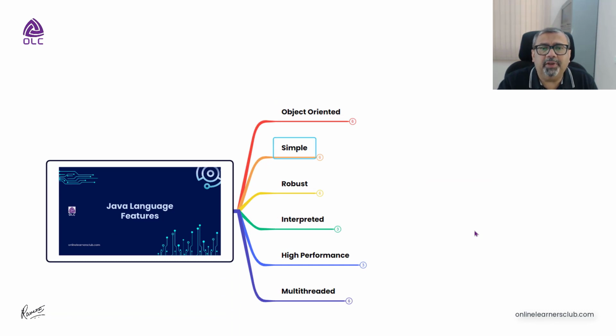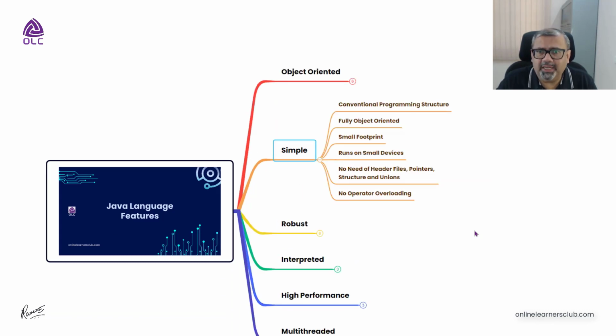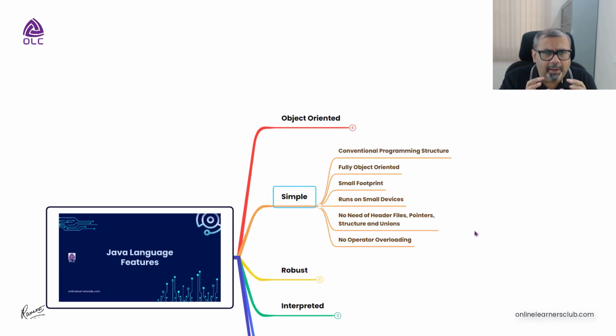The second feature that we have is simplicity. It's a very simple programming environment, and as I was mentioning in the previous chapters, James Gosling and his team developed Java, and they were all C++ programmers. So they wanted to use a simple programming structure. So they used the conventional programming structure. If you have worked on C or C++, understanding Java is no big deal. It's pretty simple, all right?